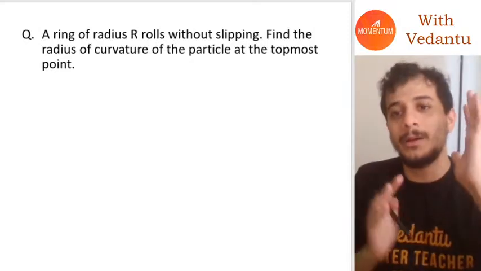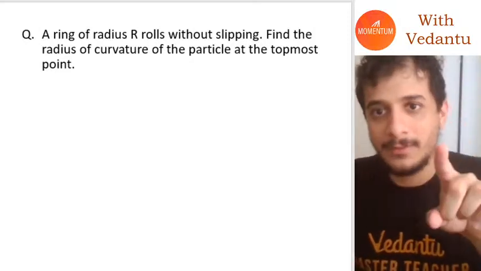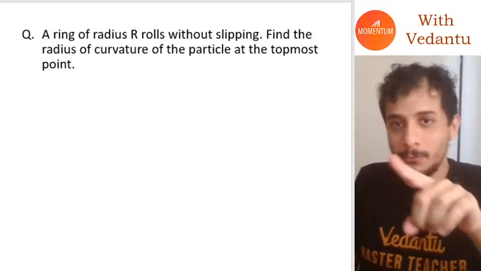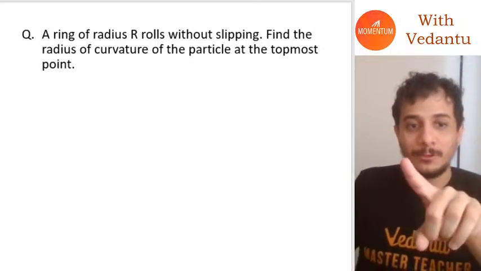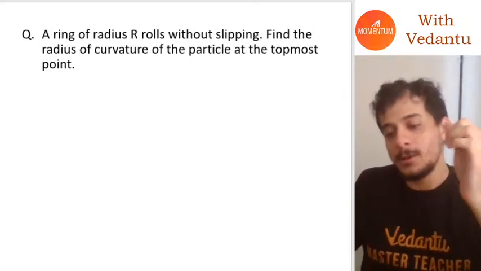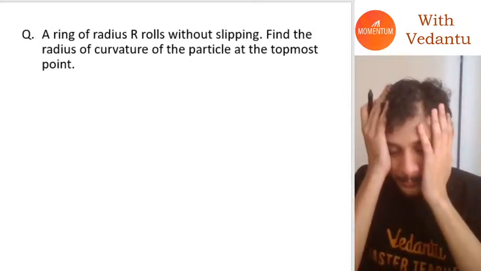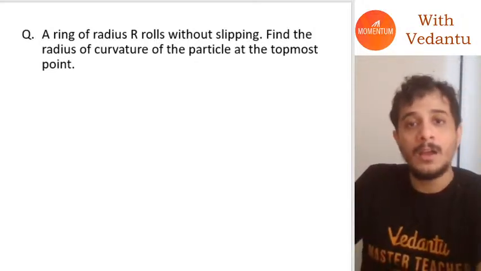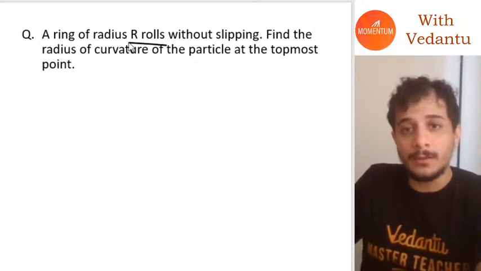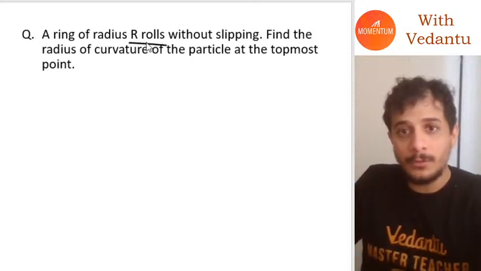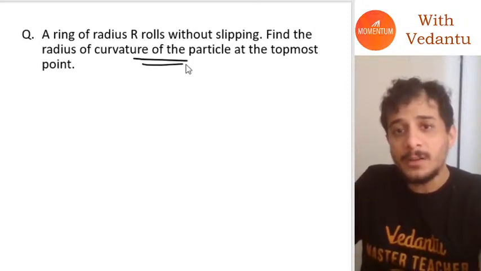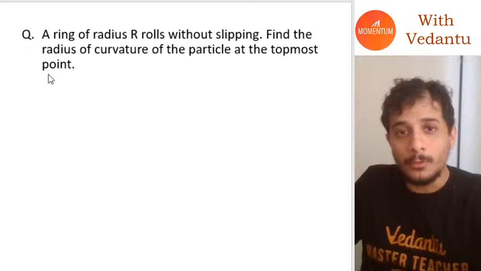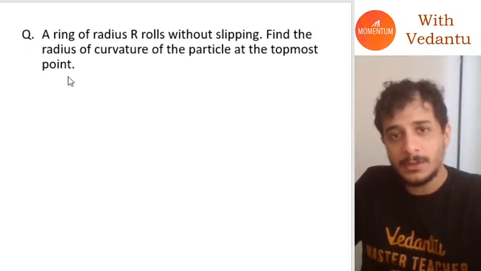guys, this is once again a very hard advanced level question and also very confusing. So let's first try to understand this question. A ring of radius r rolls without slipping. Find the radius of curvature of the particle at the topmost point.